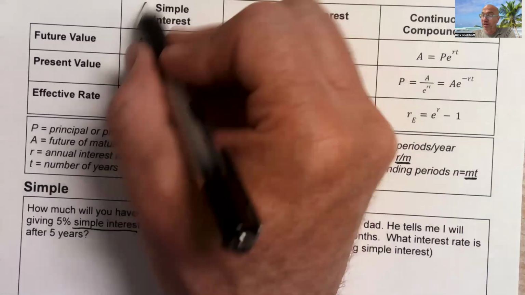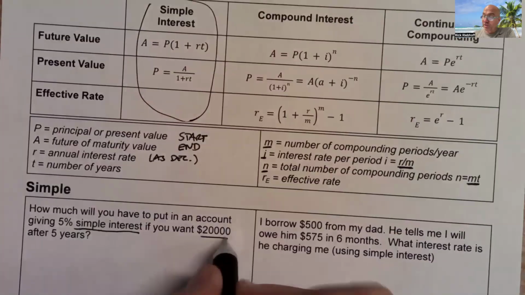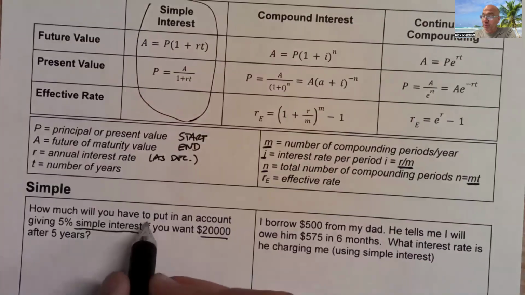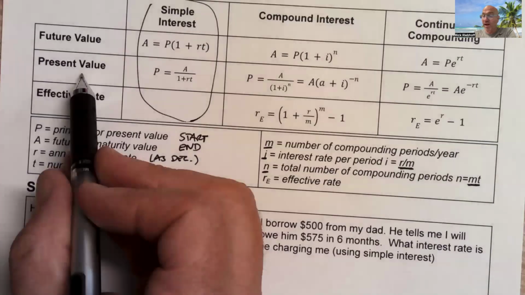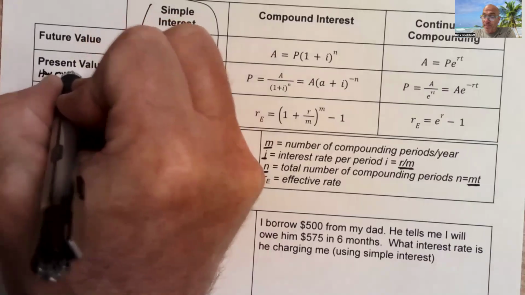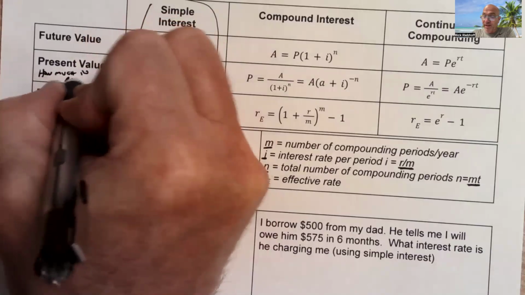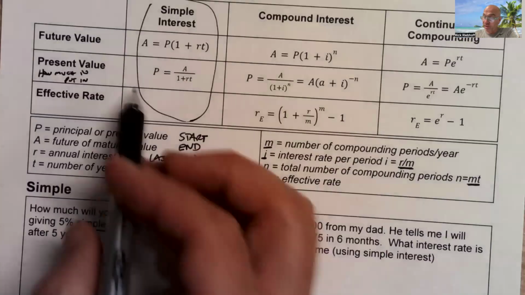So I'm going to go simple interest and use one of these two. If you want 20,000, how much do I have to put in? Okay, so that's present value, right? How much to put in? I'm going to write it here now. And this is the one I use. So I don't know that, so I'm going to use that.